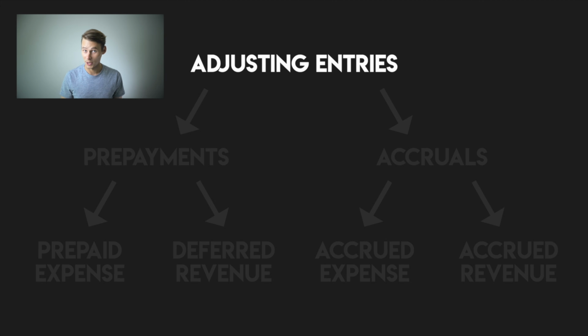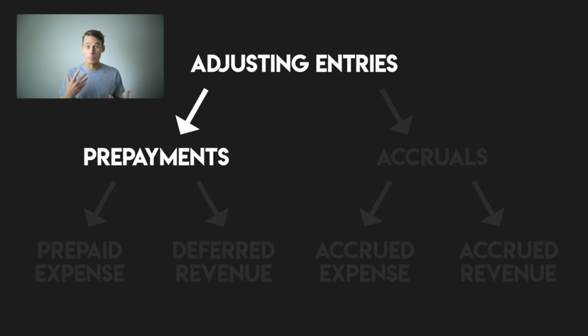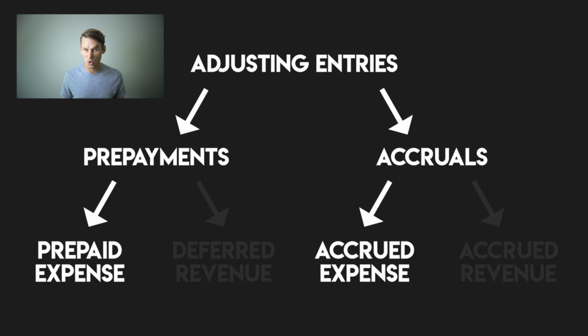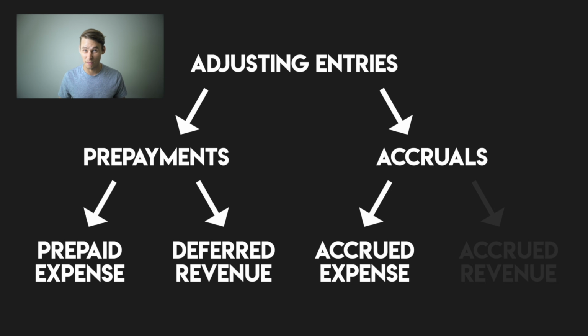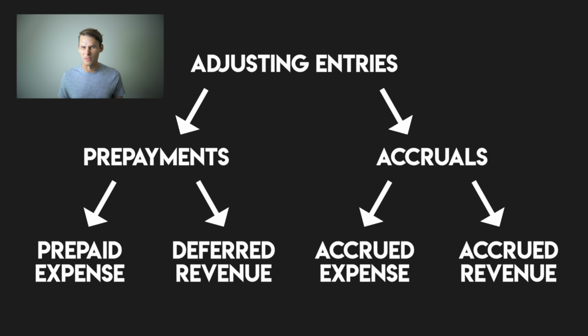Adjusting entries are divided into two categories. Prepayments occur when goods or services have been paid for in advance, whereas accruals occur when goods or services are to be invoiced in the future. If you're on the buying side of the transaction, then you prepay or accrue expenses depending on the timing of the payment or invoice. However, if you're on the selling side, then you defer revenue when you've been paid in advance, and accrue revenue when you've already provided goods or services and plan to invoice the customer in the future.